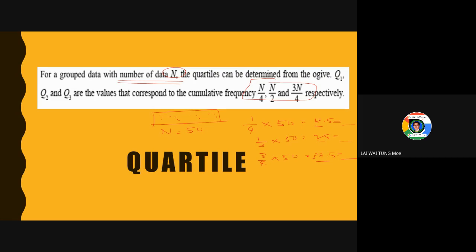But for quartile, this is the formula. To find the first quartile, we use 1/4. Find the median, we use 1/2. And find the third quartile, we use 3/4. Multiply with the total of data. So this is the quartile.